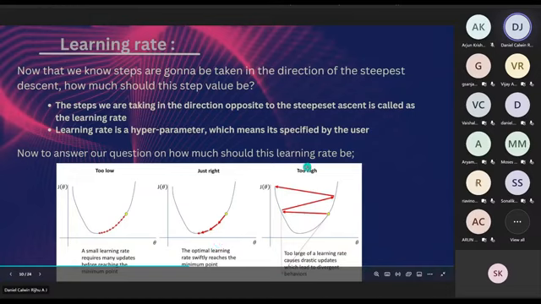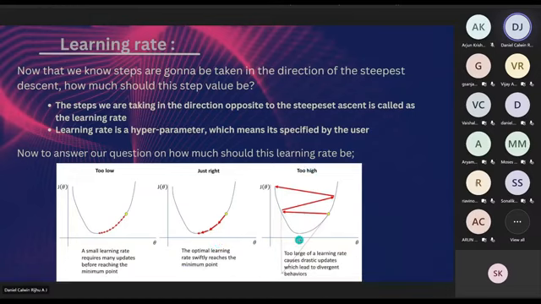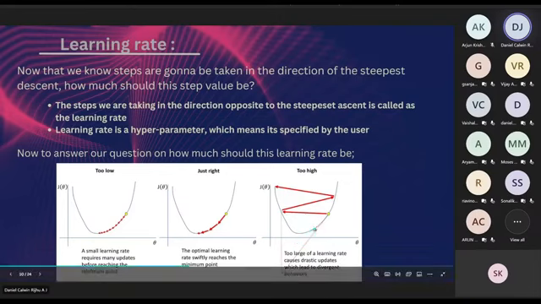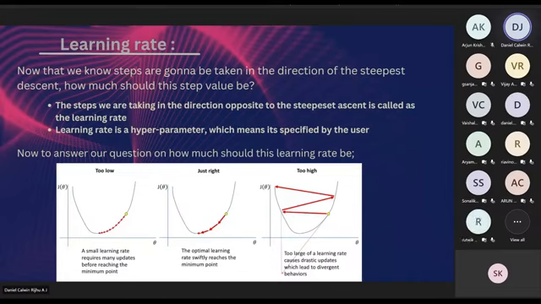So now that we know the consequences of setting the learning rate at two different extremities, what exactly should we set the learning rate to? So the learning rate should be somewhere in between these two extremities. As we are going to fine tune it anyways, the starting point of the learning rate can be somewhere in between 0.01 to 0.1. So that's about learning rate.